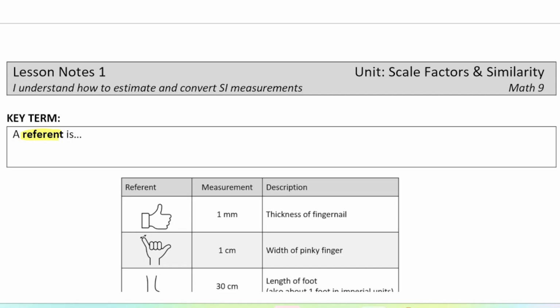Really important idea. A referent is just something familiar that you do know the length of, that you can use to help you estimate other lengths that you don't know. So, something familiar that can help you estimate.